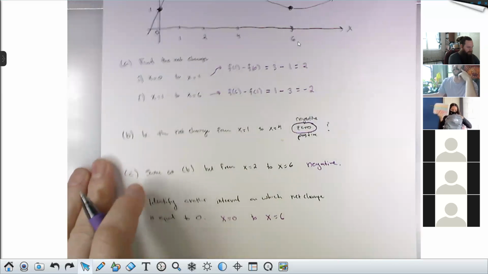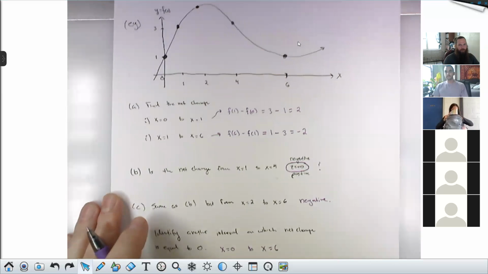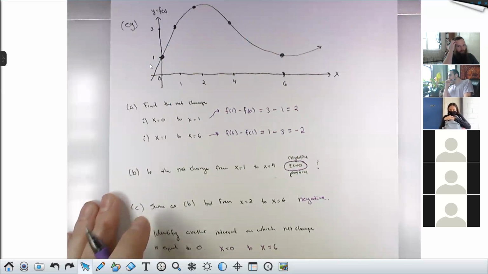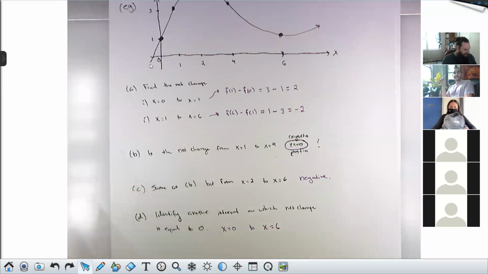Now, the truth is, looking at that graph, there's actually lots of others, right? Take any horizontal line, like right here, and it's hitting that graph in 2 places. So like this point and this point, but I don't know exactly what those x values are. It's not clear. So the other one that's obvious is 0 to 6. Okay, that is net change.